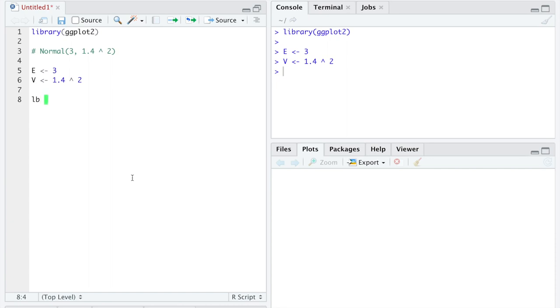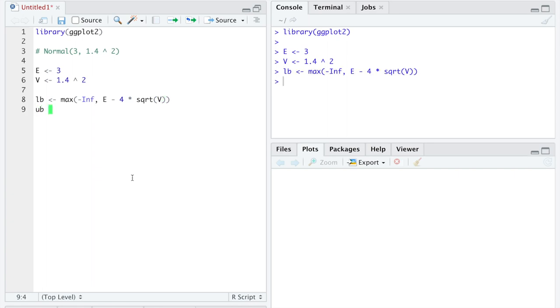We will then create the lower bound for our vector representing the support of the normal distribution. As the lower bound, we want the max of, now the minimum value of the support of a normal distribution is negative infinity, so we want the max of negative infinity or e minus 4 times the square root of v. And for the upper bound, we want the minimum of positive infinity, which is the maximum of the support for the normal distribution, or e plus 4 times the square root of v. Whoops, I messed up a parenthesis there.